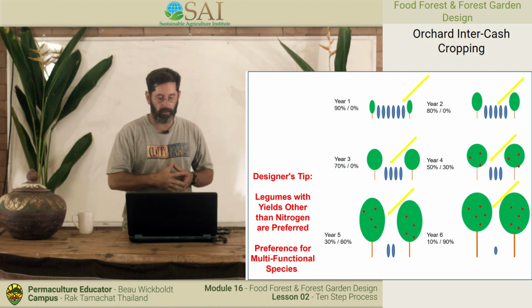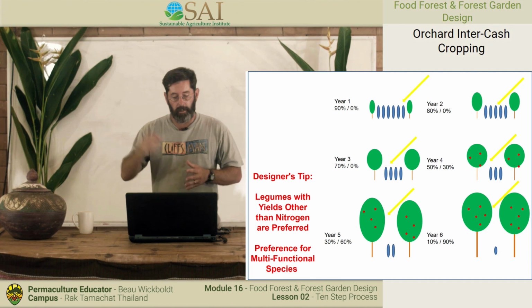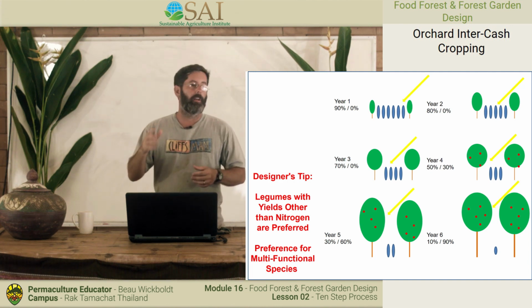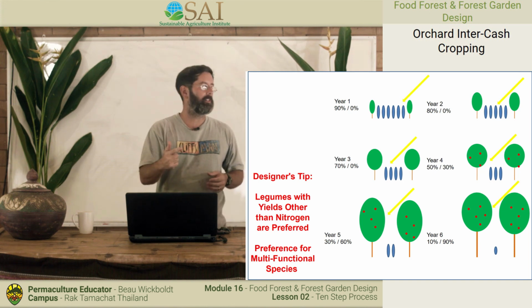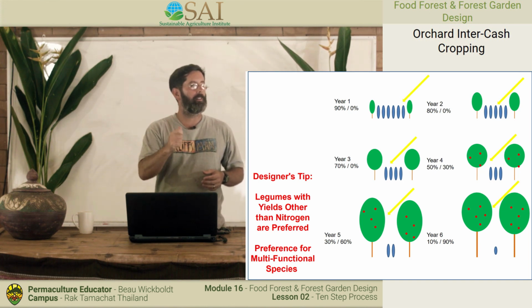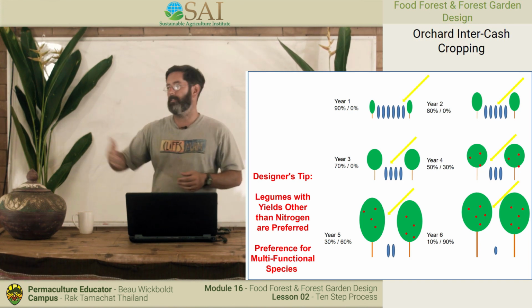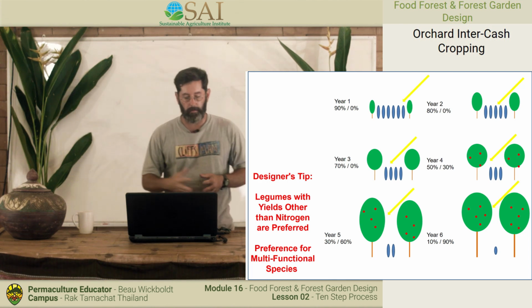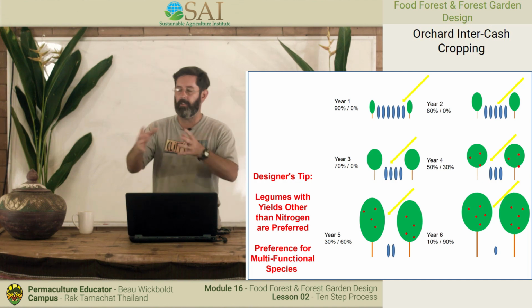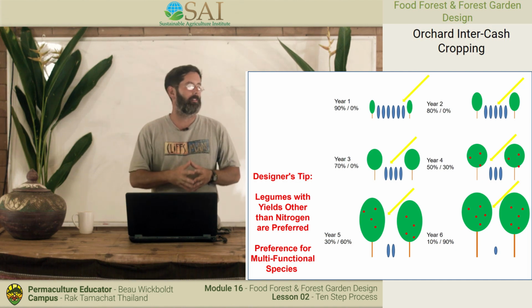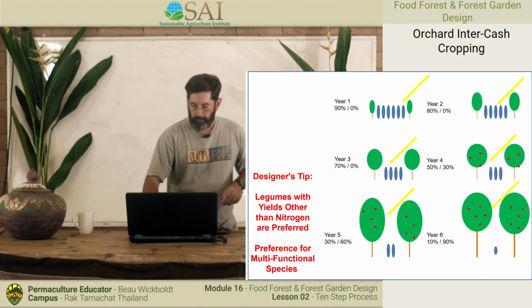This just gives you a relationship. So a tip is legumes with other yields. Remember, if I'm going to use legumes, which are really great for fixing nitrogen, can I have legumes that will give me things other than nitrogen? Like, for instance, the moringa or any other, just lots of them. And preference for any multifunctional species, a species that can do more than one thing. Don't get stuck in that one aspect.